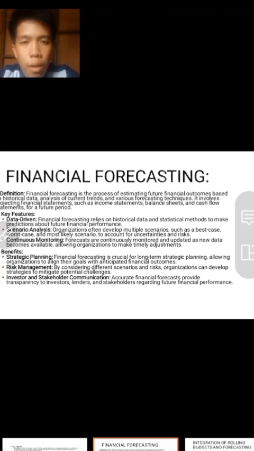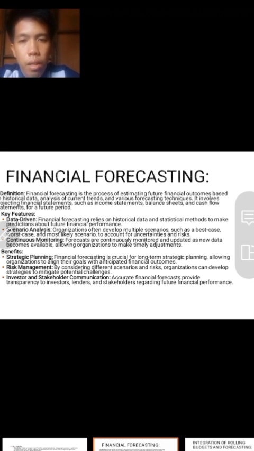Continuous monitoring. Forecasts are continuously monitored and updated as new data becomes available, allowing organizations to make timely adjustments. So, ang continuous monitoring, it supplies most of the information that is analyzed and structured for the forecast by taking advantage of all relevant information sources.